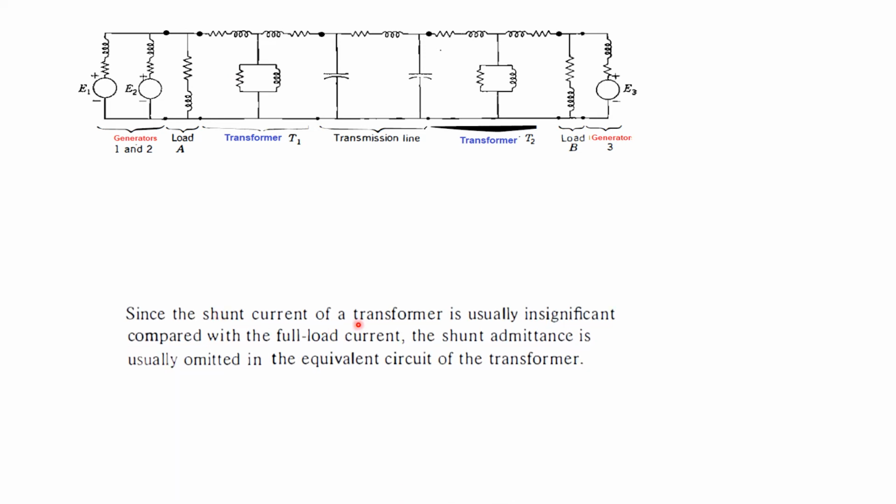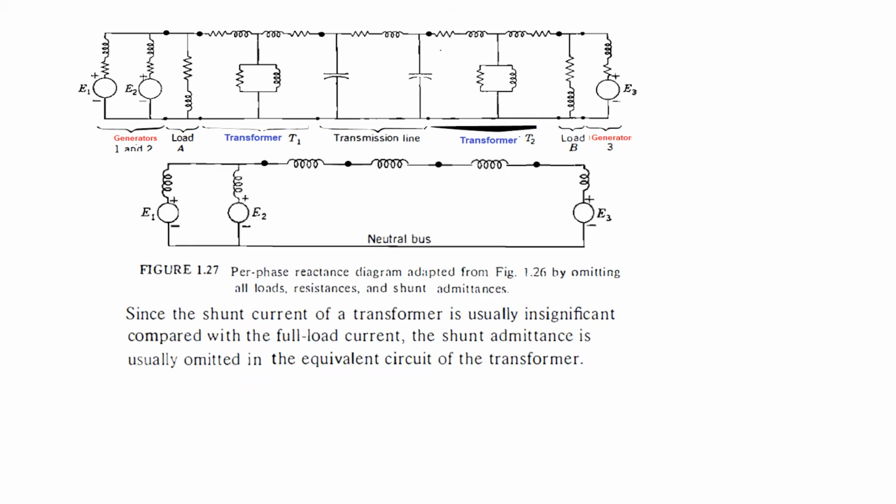Since the shunt current of a transformer is usually insignificant compared to the full load current, the shunt admittance is usually omitted in the equivalent diagram. So this is the shunt winding. So shunt current is neglected, and we'll discuss this more, but just for the transformer you can see this has been neglected. Only the windings combined, even resistance has been excluded. So we'll see here now.